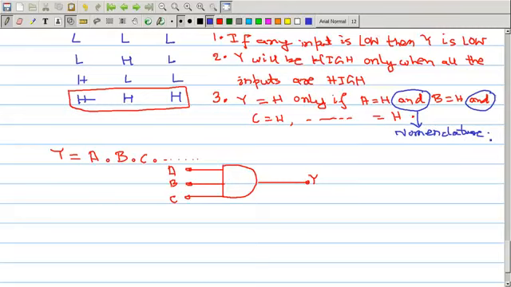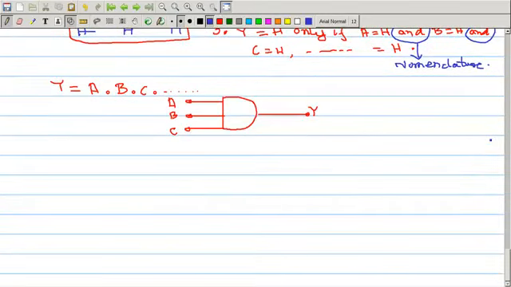So you have got a basic idea about it. Now I will show you the OR gate, and then we will wind up the class for today's session. So next is the OR operation, or the OR gate.